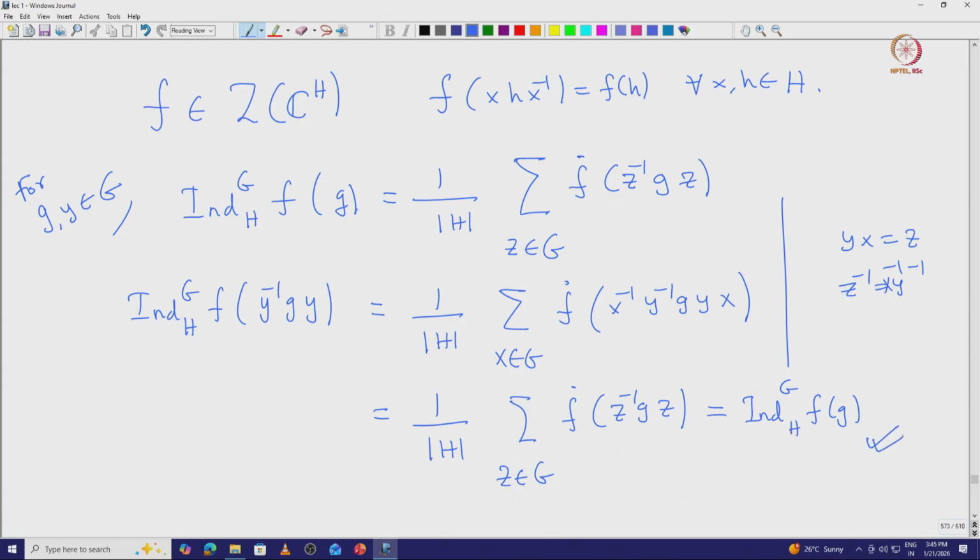So this verifies that the induction of f is again a class function. So that means the induction defines a linear map from the space of class functions to the space of class functions. So now we are going to state this Frobenius reciprocity theorem. So that actually asserts that the linear maps, restriction and induction, they are adjoint.